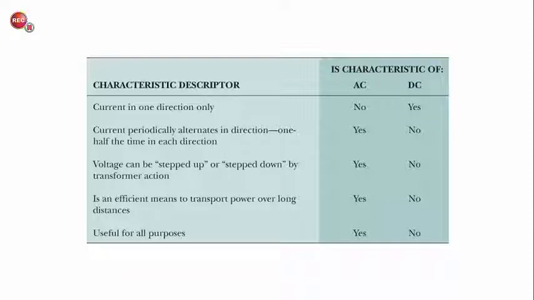And AC is useful for all purposes, whereas DC is not necessarily, for example, power transmission. But AC is very versatile because we will see later in analog circuits that AC can be rectified into a DC current. And so AC is very useful because we can use AC to transmit power over a distance and then rectify that into a DC current at the point of use.